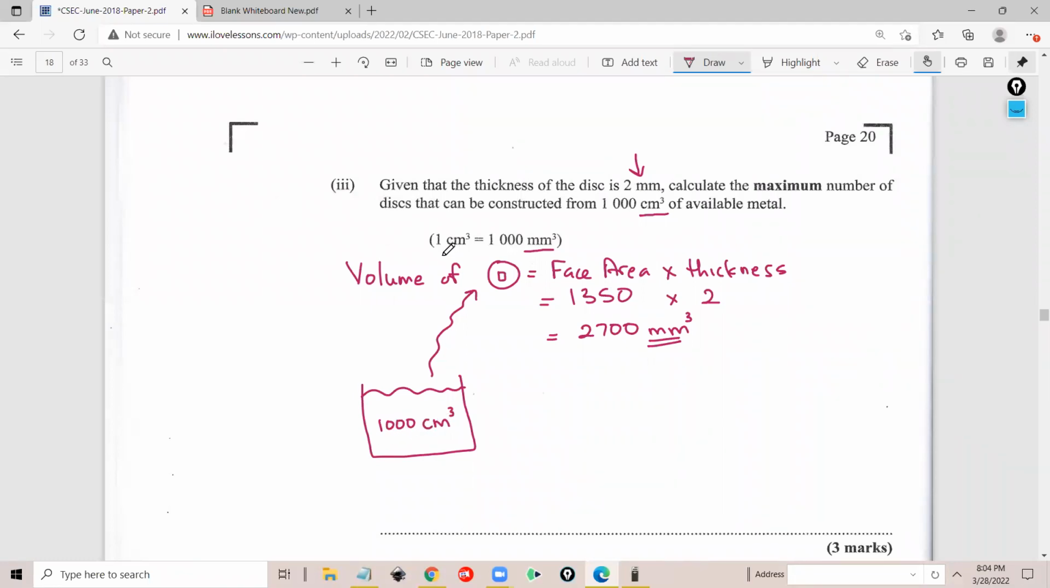The examiner was so nice to tell us every 1 centimeters cubed is equal to 1,000 millimeters cubed. So to convert this to millimeters cubed, we take the 1,000 centimeters cubed and we multiply it by 1,000. That will tell us how much millimeters cubed of metal we bought to make the discs. So, well, I can do this math. 1,000 by 1,000 is what? 1,000,000, right?